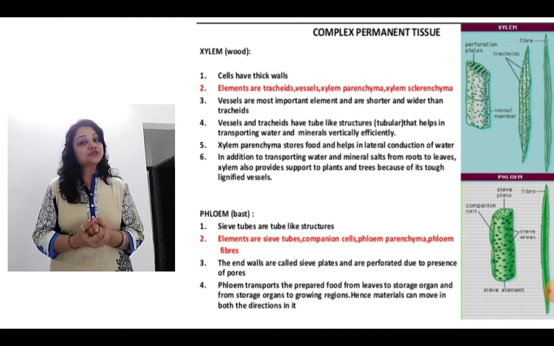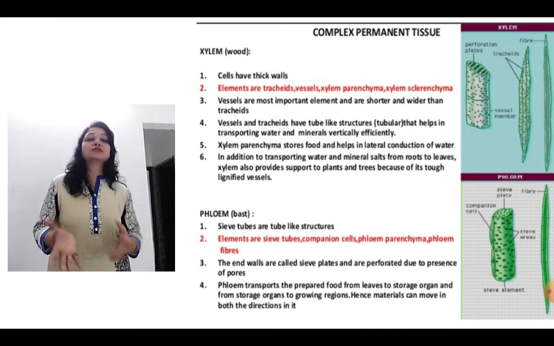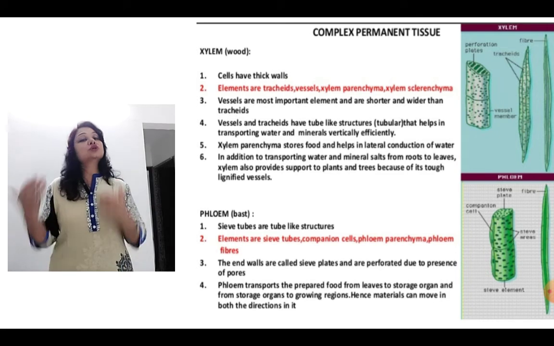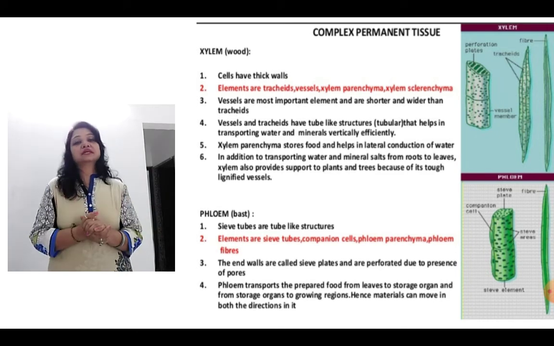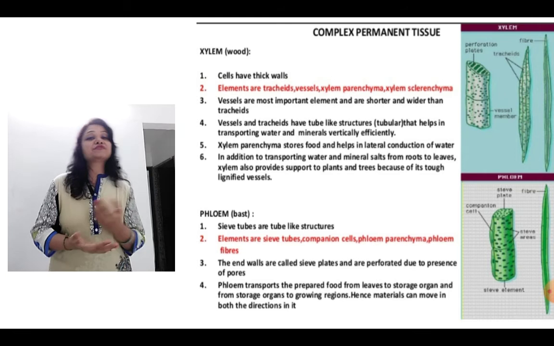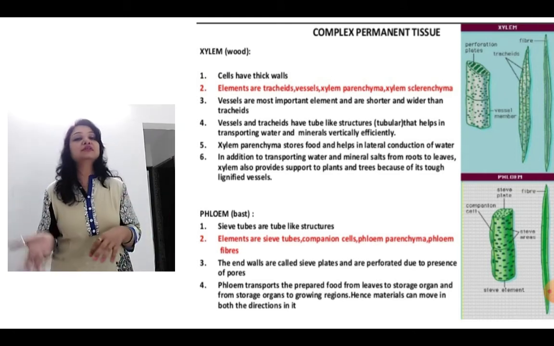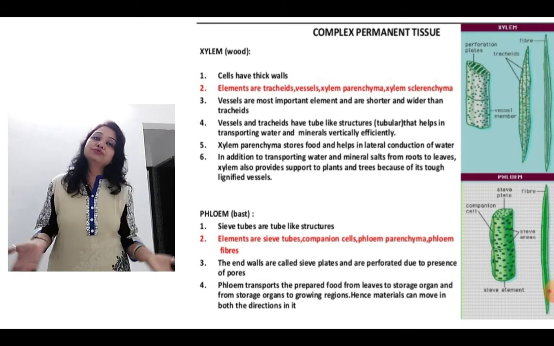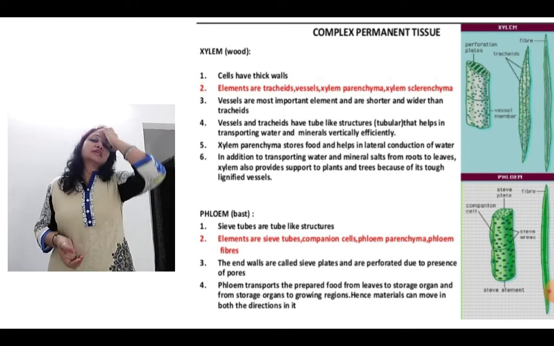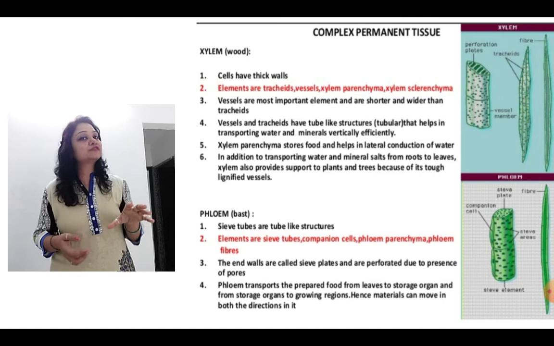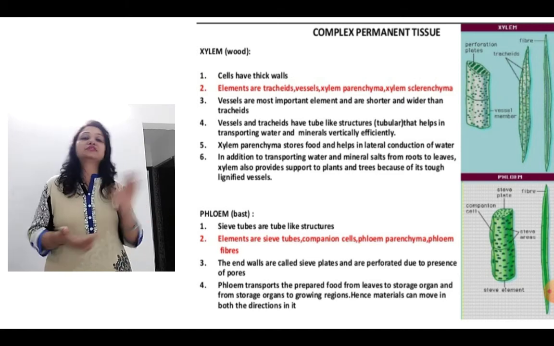In addition to transporting water and mineral salts from roots to leaves, xylem also provides support to the plants. And phloem transports the prepared food from leaves to storage organs and from storage organs to growing regions. So xylem is only storing the food, phloem is transporting this food.